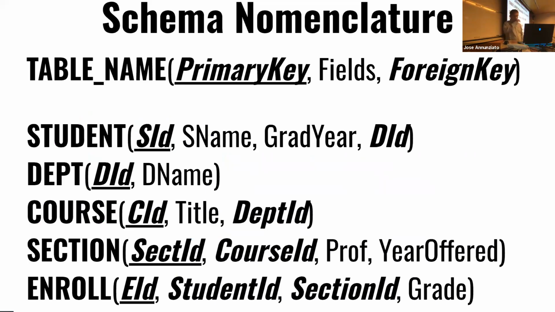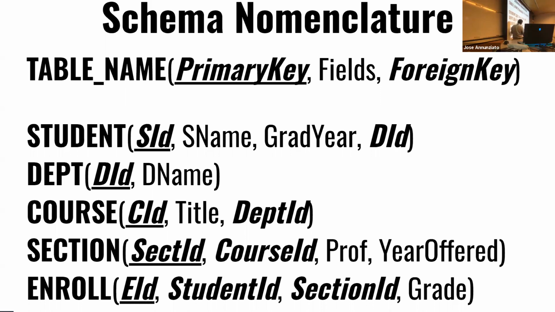Schemas. Throughout the semester, I'm going to use a specific nomenclature in the slides and also in quizzes. You might see me do something like bold, italic, or underline. For instance, for foreign keys, I'll use italic, and for primary keys, I'll use bold and underline, okay?